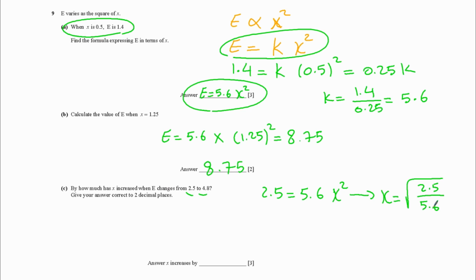So square root of 2.5 divided by 5.6. I'm going to write the answer in 4 decimal places, and I will tell you why I need to write it in 4 decimal places. For now, I'm going to write it in 4 decimal places, so this would be 0.6681.